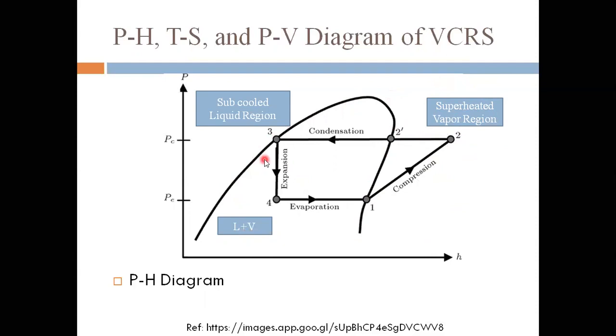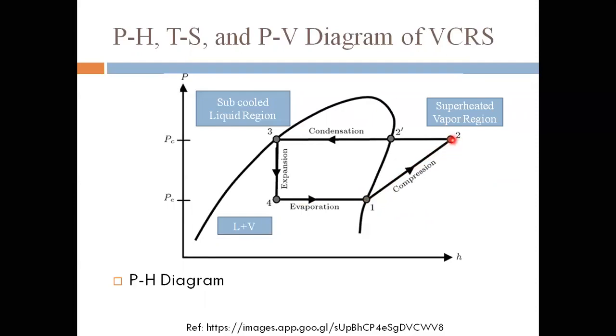Before going into the pH diagram, we need to understand the regions. It will be really useful for solving examples of the VCRS. The pH diagram is one of the important diagrams for the VCRS. As we already know from the working of the VCRS from the schematic diagram, low pressure vapor, at the evaporator pressure, which is low, enters the compressor. Its pressure as well as temperature increases. This is the compression process. The saturated vapor is converted into superheated vapor.